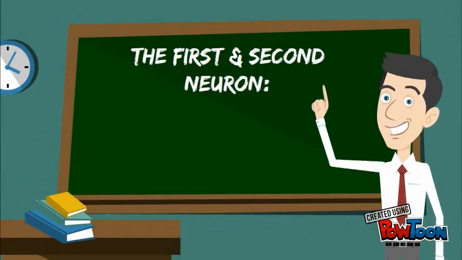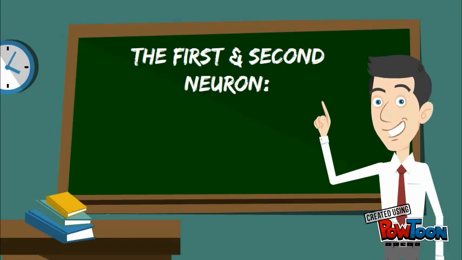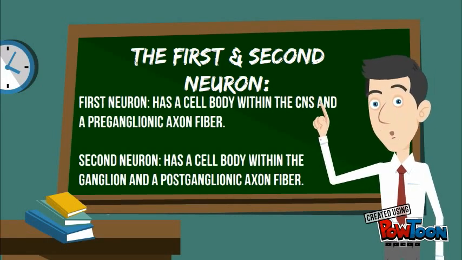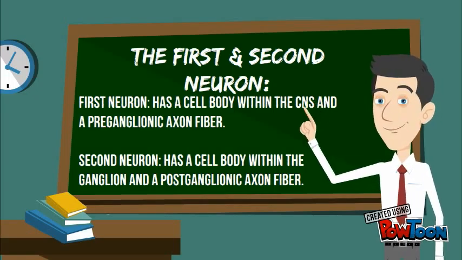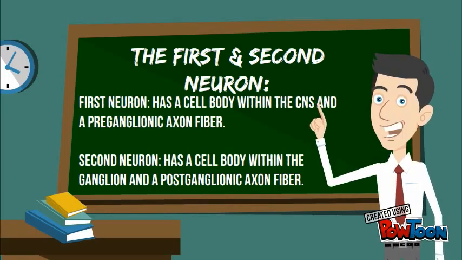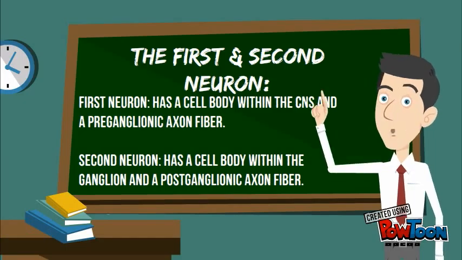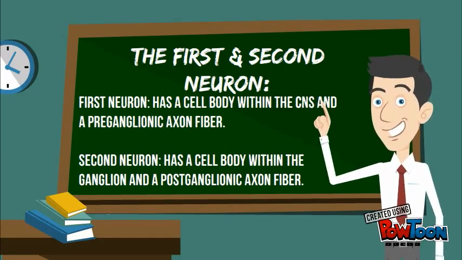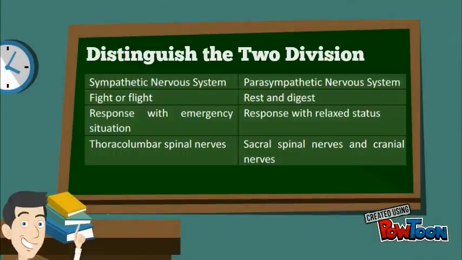The first and second neuron. The first neuron has a cell body within the CNS and a preganglion axon fiber. The second neuron has a cell body within the ganglion and a postganglion axon fiber.